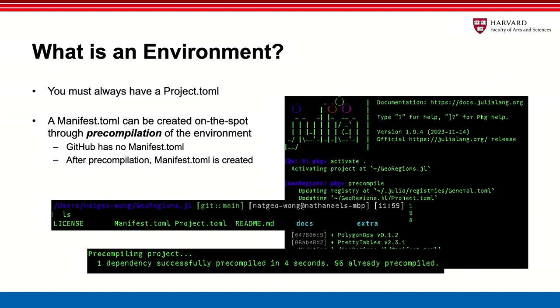So that's basically the upshot of what an environment is. An environment is basically project plus manifest. The project is where the information of your packages is saved, and the manifest is what exactly those packages are.